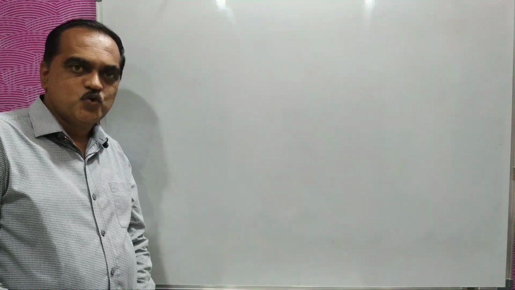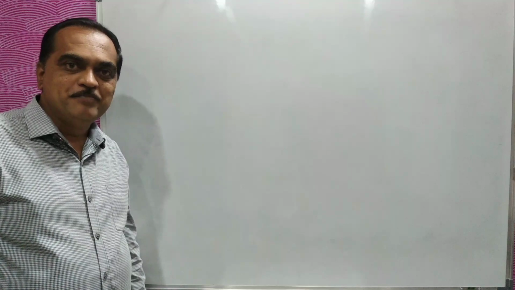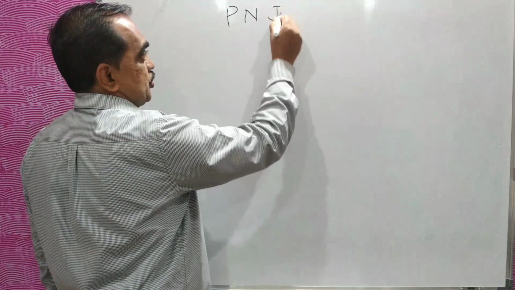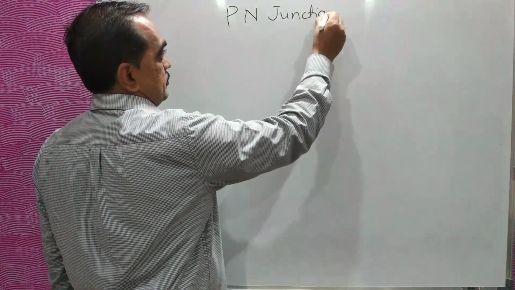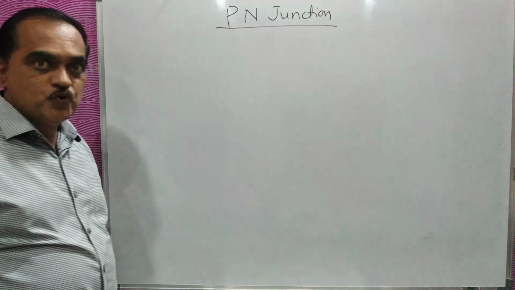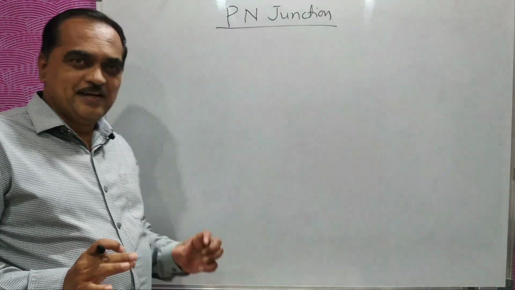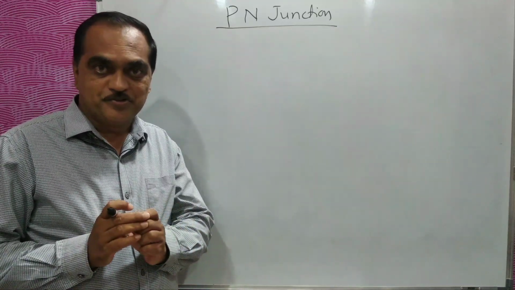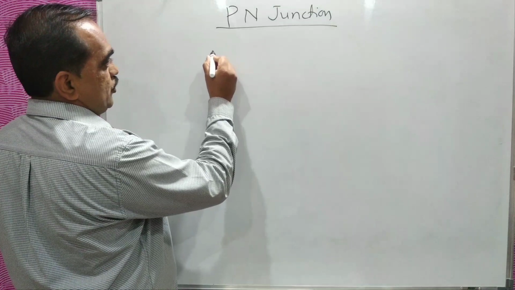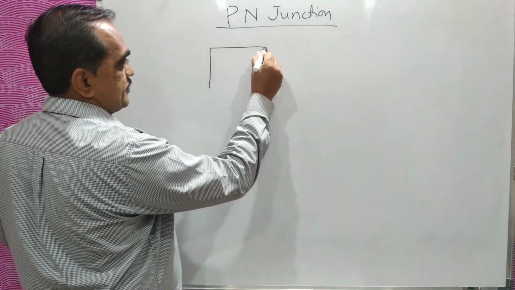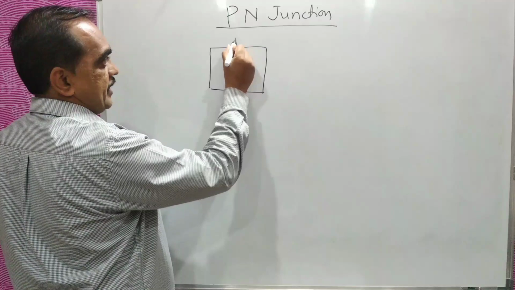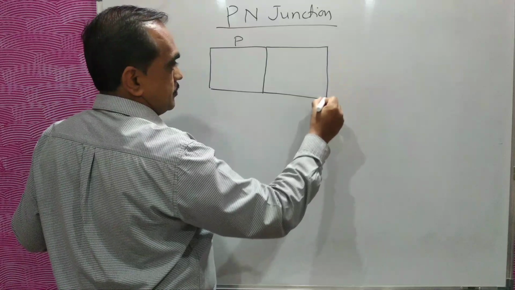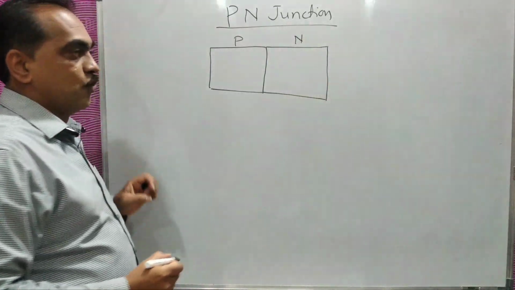Dear students, today we'll see what we mean by PN junction. In easy words, it is just the joining of a P-type semiconductor and an N-type semiconductor. When you suitably join a P-type semiconductor to an N-type semiconductor, it is called a PN junction.